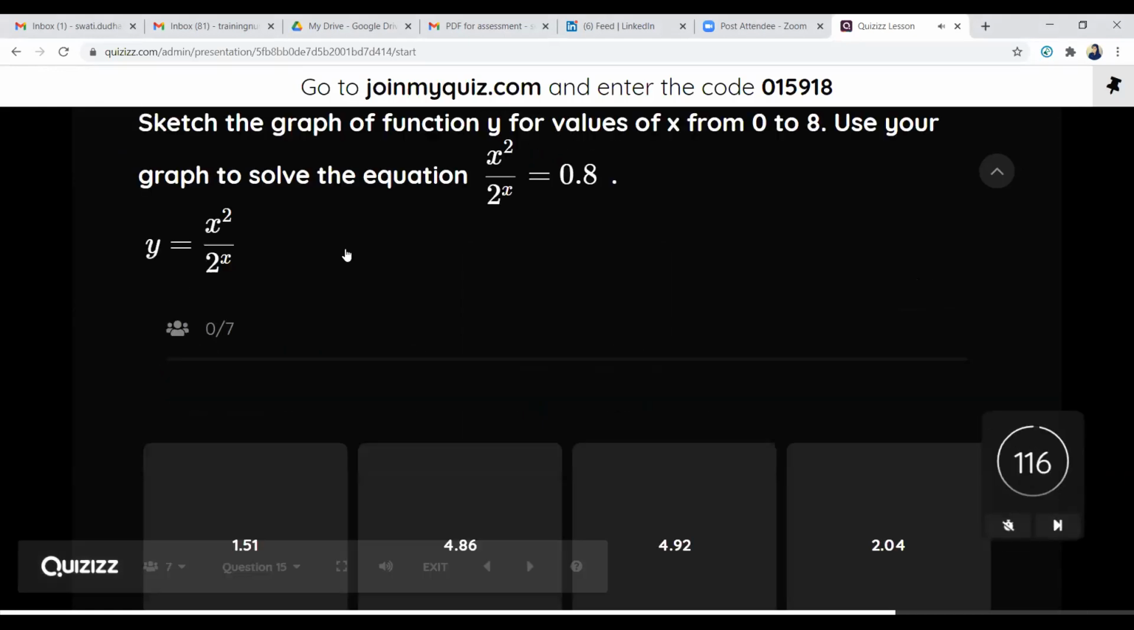Sketch the graph of this function x squared by 2 bar x from 0 to 8. Also find the value of x for this equation. Basically, you need to draw two graphs, one for the LHS, one for the RHS, and then find the intersection point.